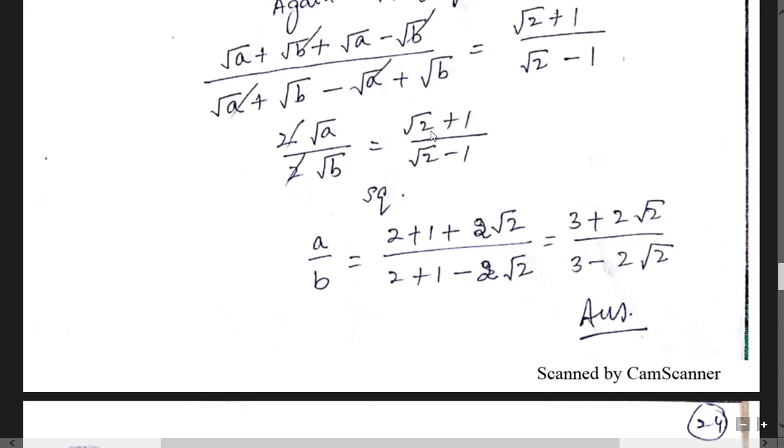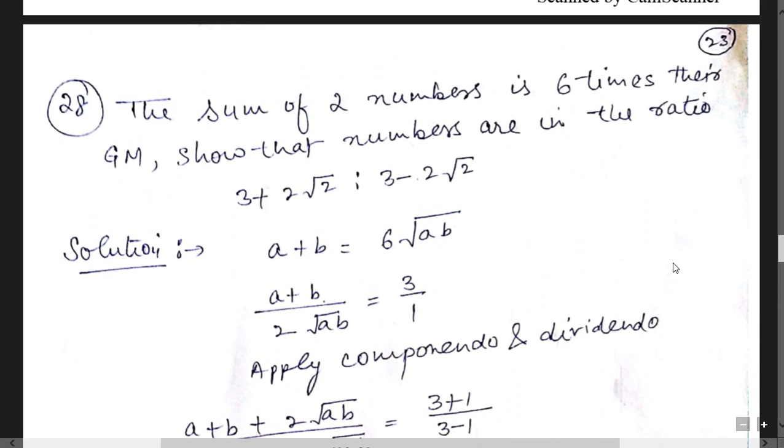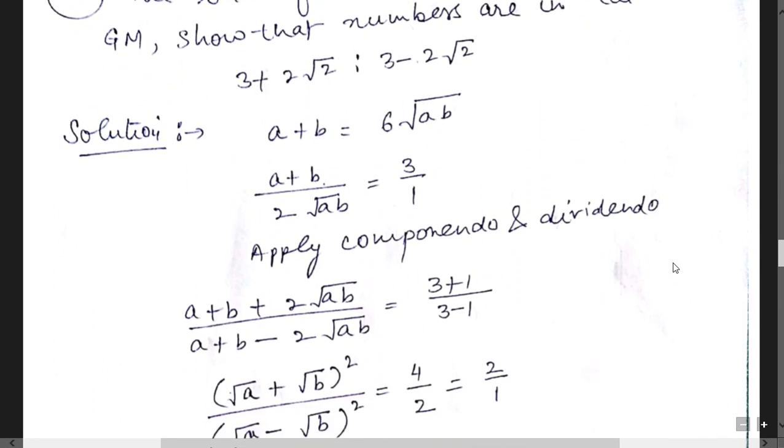It's a over b, 2 plus 1 plus 2 into square root 2, 2 plus 1 minus 2 into square root 2. It's 3 plus 2 into square root 2 divided by 3 minus 2 into square root 2. This question is an important one. Kindly repeat the question at least once.